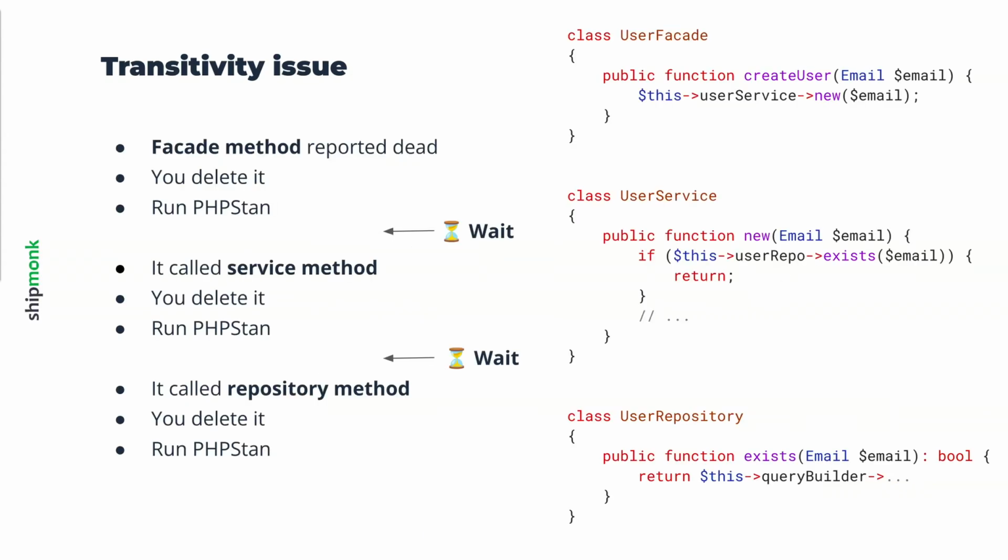Because when you just subtract definitions and calls, you only scratch the surface layer of the dead code, which means when there is a chain, like the facade method is calling a service method, which is calling a repository method, only the first one appears to be dead. But actually, the whole subgraph is dead. So you would need to run PHPStan over and over again for all the layers that are dead, and it would be, I would say, pretty bad developer experience. You don't want to do it. You want to do it in a single run and see all the dead things in your code base.